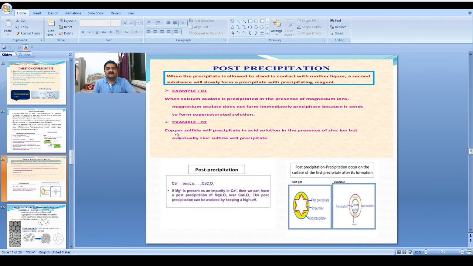Another example: copper sulfide will precipitate in acid solution in the presence of zinc ion, but eventually zinc sulfide will also precipitate along with the copper sulfide. It can be shown by this figure. Here the star indicates the first precipitate and impurities are shown in blue lines. That means there is a formation of post precipitate along with the first precipitate. So this is post precipitation.